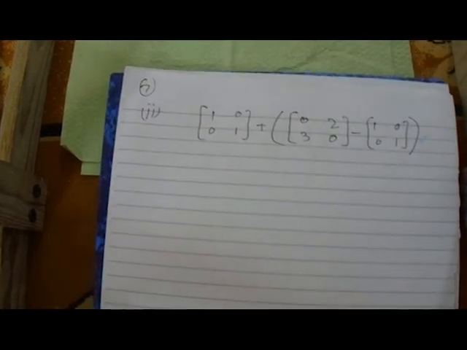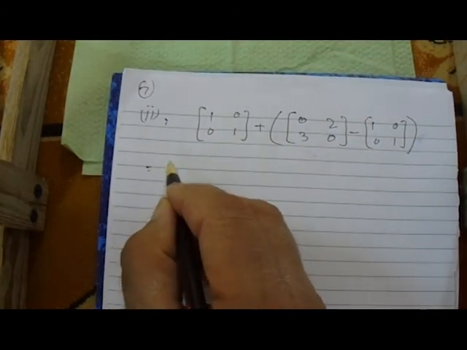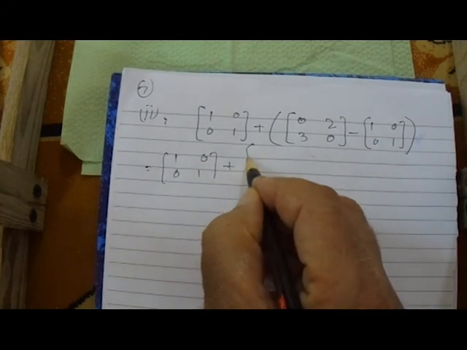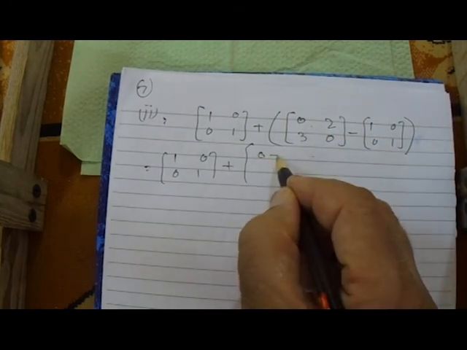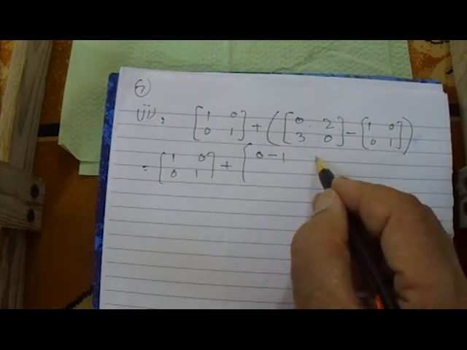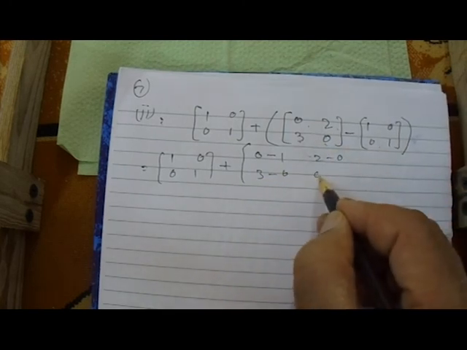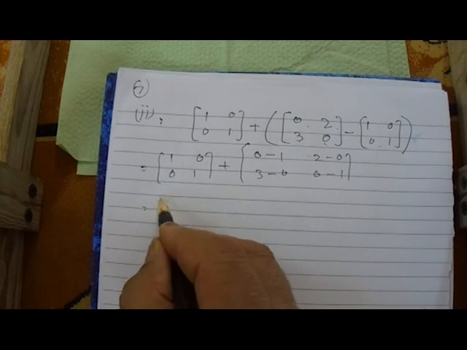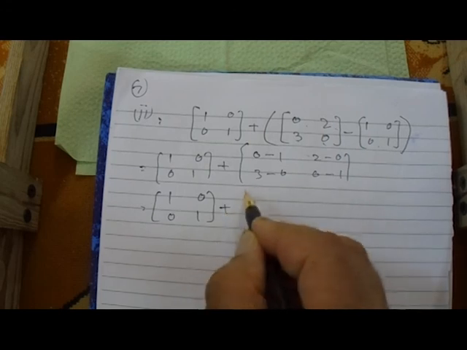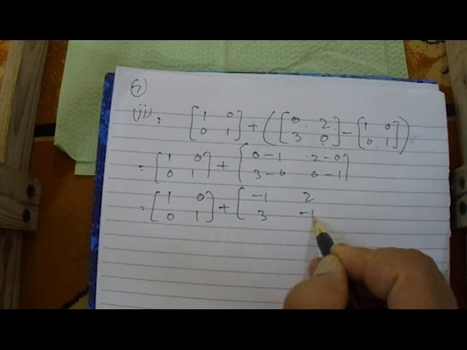Now we write this question. First we add this, then after this we add this. Is equal to 1 0 0 1 and plus this: 0 minus 1, 2 minus 0, 2 minus 0 and 3 minus 0, and 0 minus 1, 0 minus 1. Now we'll add this: 1 0 0 1 plus minus 1 2 3 and minus 1.